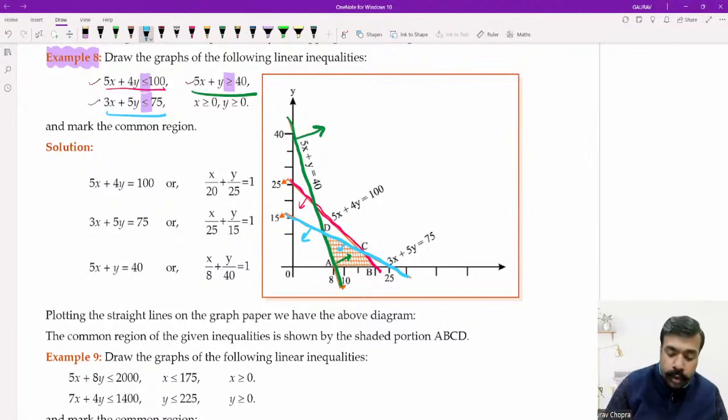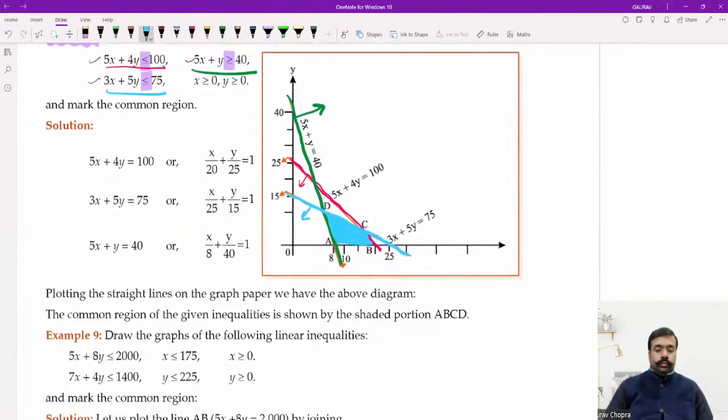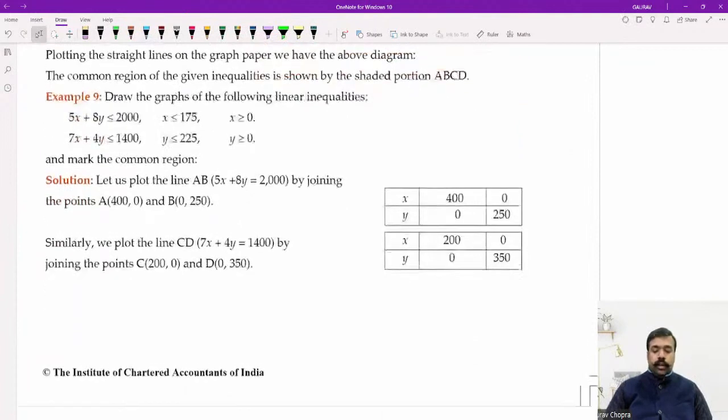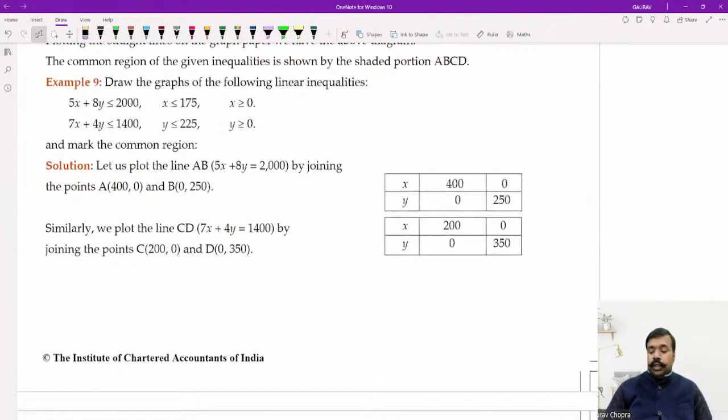So when we are talking about this, we are getting this as the shaded region. This is the region which is satisfying all the three. So this is the common region. All right. Clear? Okay, similar is example number 9.